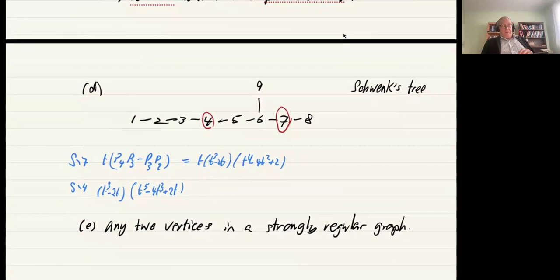So this is a tree on 9 vertices, and it was found by Schwenk for reasons I'll explain in a little while. The 2 vertices 4 and 7 are cospectral. Now, in this case, when you delete 7, you get a path of length 7 and an isolated vertex. When you delete 4, you get a path of length 3 and a path of length 4 with sort of a double tail. So these 2 vertices are not pseudo-similar, but they are cospectral.